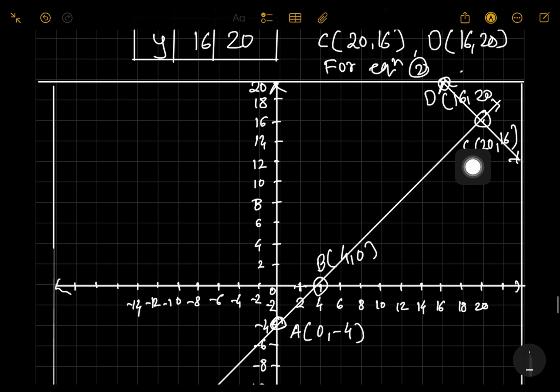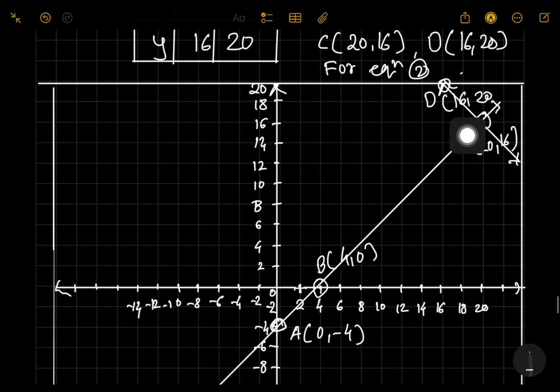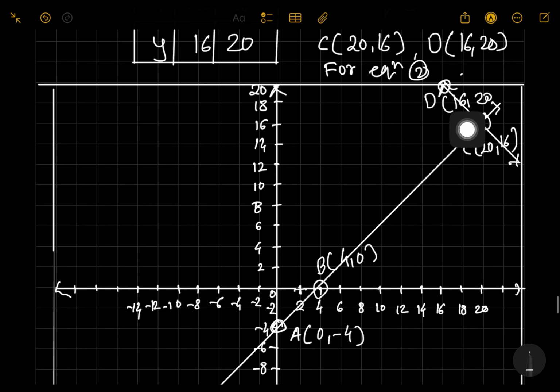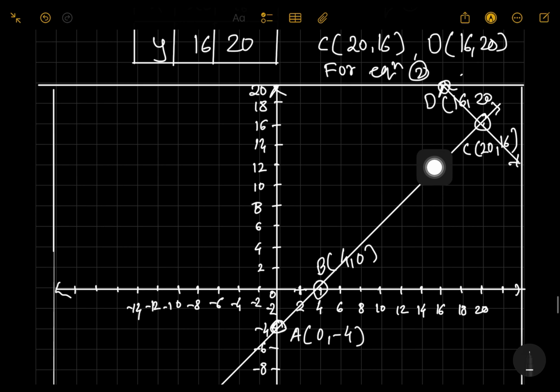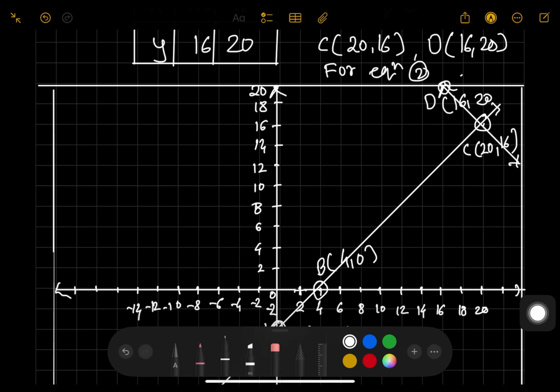Then see, point C on the x-axis is 20, and 20 and 16 come here. We write 20 and 16 here. Then 16 on the other axis, this 16 is on this axis, and 20 is here. See here, you can see this point.